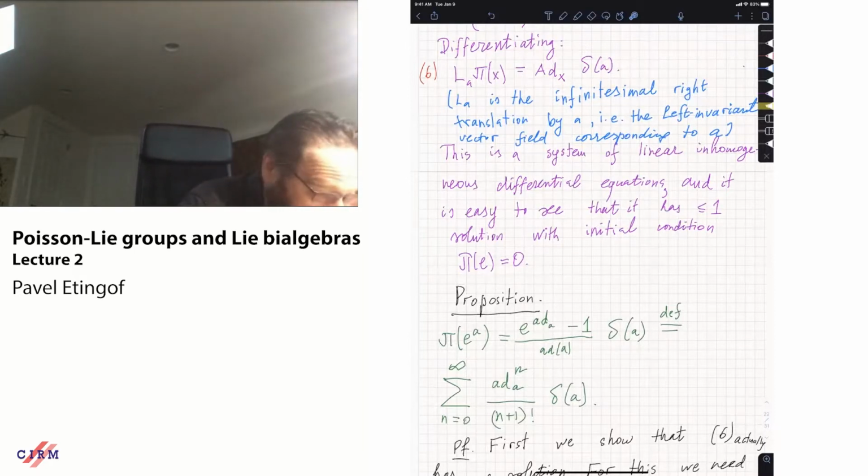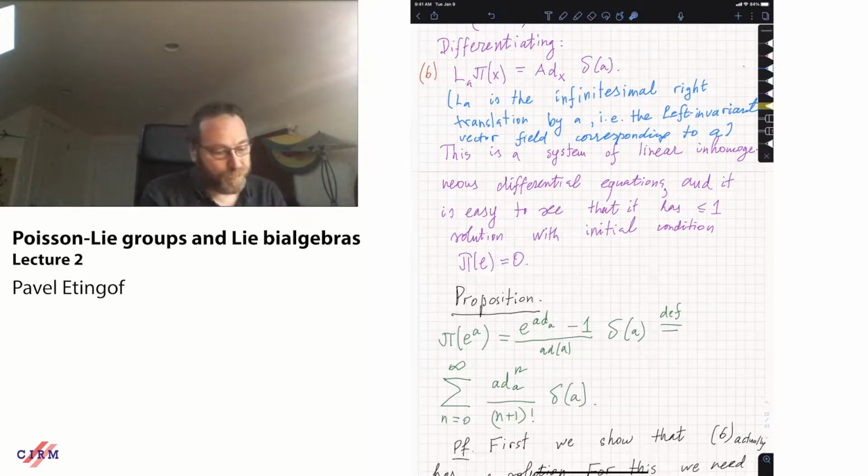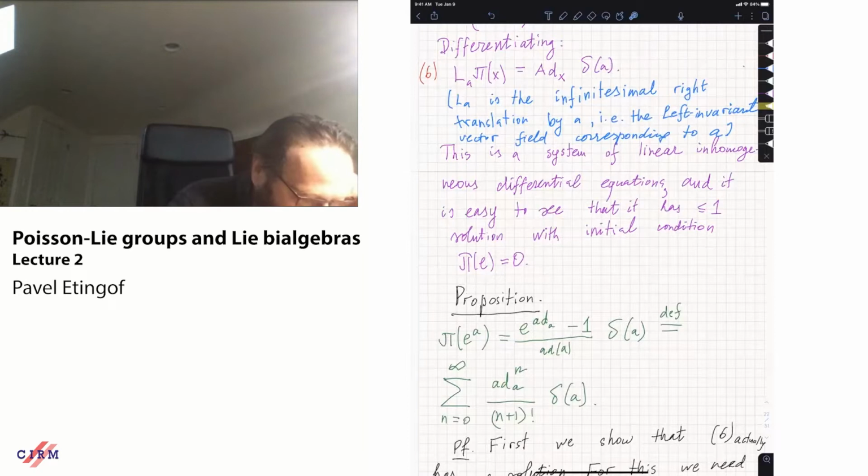And of course, elements of the form e to the a are dense in our Lie group in analytic. So dense in the sense that they generate our group, and we know how pi changes when you take the product: we know what is pi of the product xy. So it's enough to compute pi of e to the a. And the answer is the following: it is e to the adjoint of a minus 1 divided by adjoint of a times delta of a.